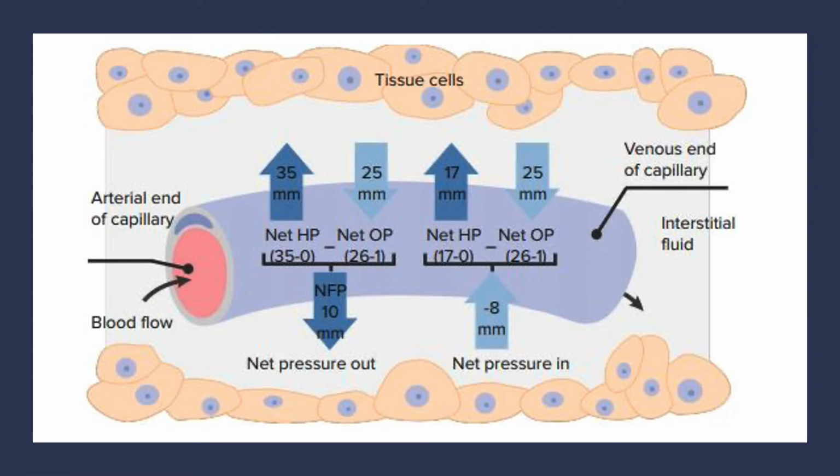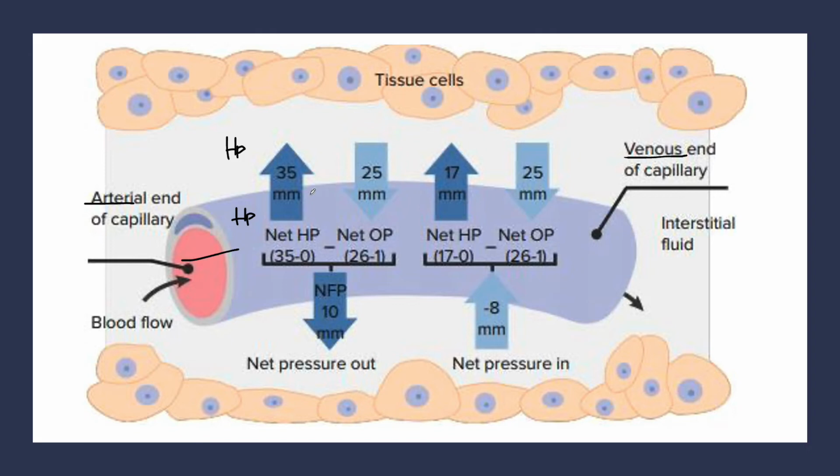So you can see that this hydrostatic pressure occurs both inside the capillary. This is also called hydrostatic force, and outside of the capillary, in the interstitial space. Now, the hydrostatic pressure is much greater here at the arterial side than it is at the venous side. You can see that represented here, here it's 35 millimeters and then here it's 17 millimeters of force. So as we move down the capillary and get closest to the venous side, the pressure of hydrostatic force begins to reduce a little bit.